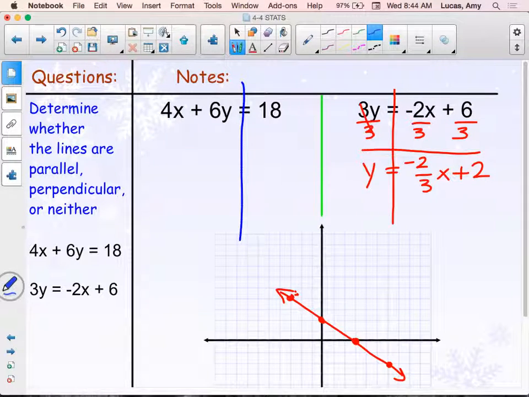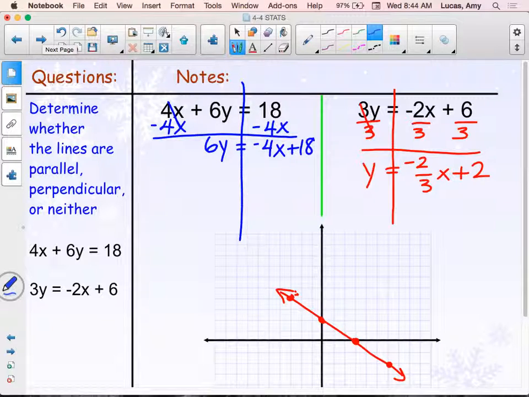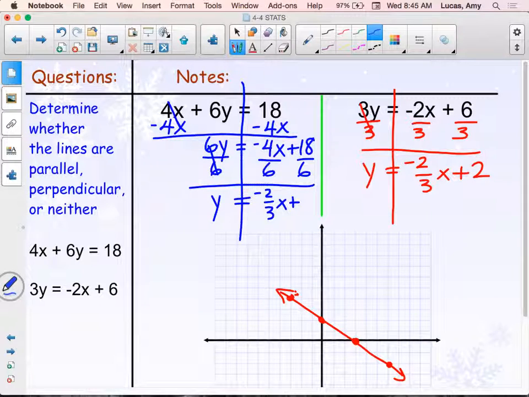The other one requires a little more work. Subtract that 4x, it's on the wrong side. So 6y equals negative 4x plus 18. Keep it in slope-intercept order. And the negative is on the 4x, not on the 18. They've got their own signs. Divide everything by 6, and y equals negative 4/6 reduces to negative 2/3 x plus 18 divided by 6 is 3. So this one starts at 3 and goes down 2/3, down 2/3.